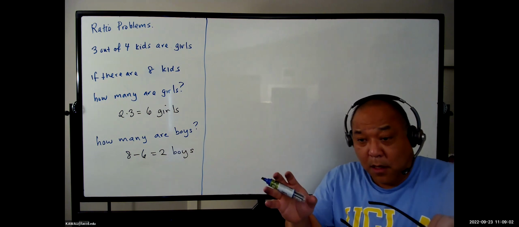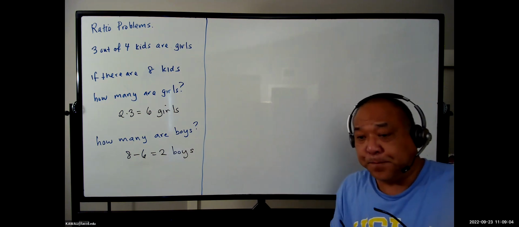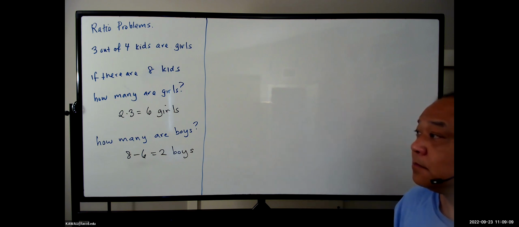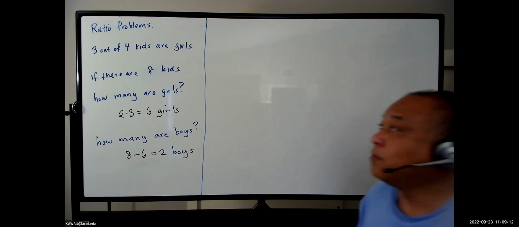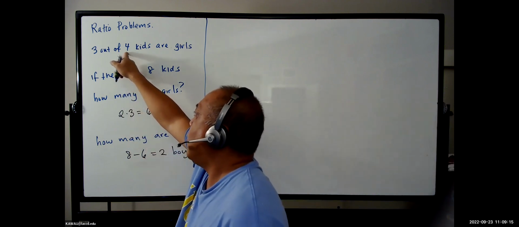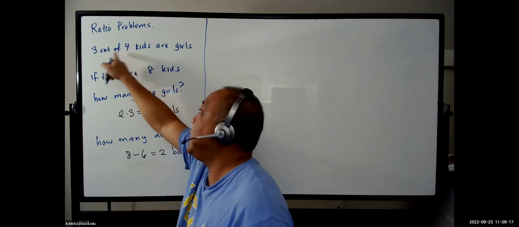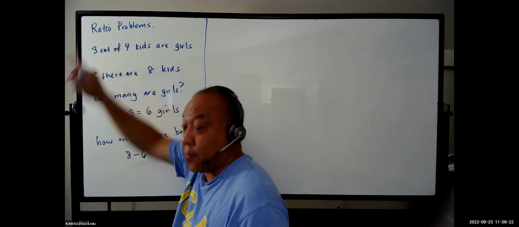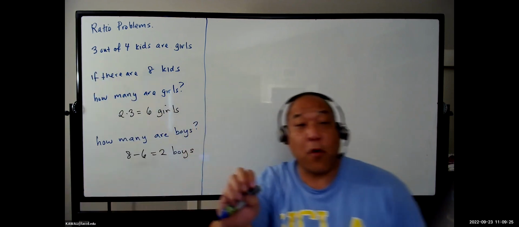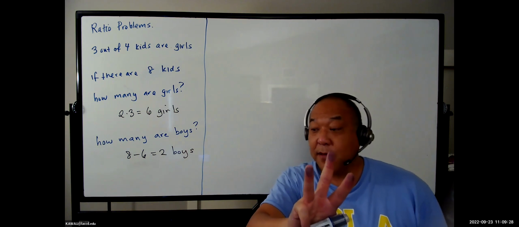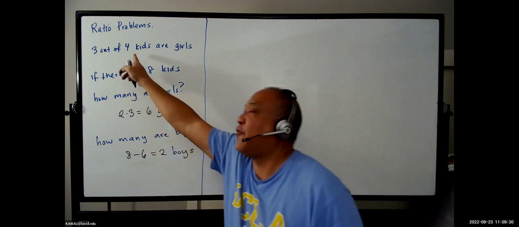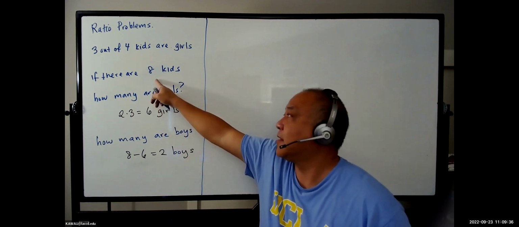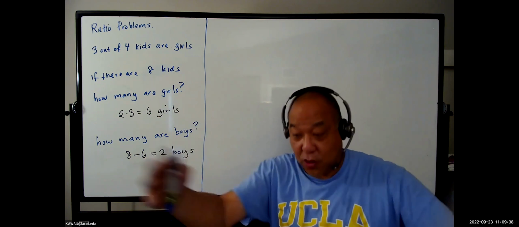I have one question, Professor. Yes. The first one you say how many are girls? Where is the 2 coming from? Oh, the 2. So when there are 4 kids, how many girls are there? 3. Right. When there are 4 kids, there are 3 girls. Do we agree? Yes. How about then when there are 8 kids? 8 kids, 6. Okay, got it. Twice as many.